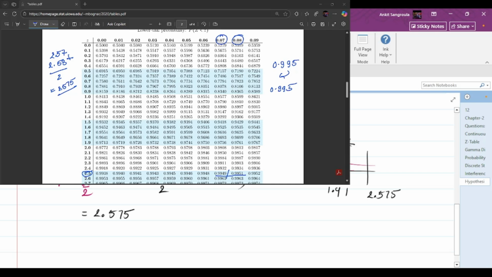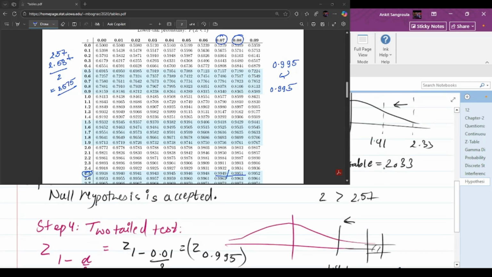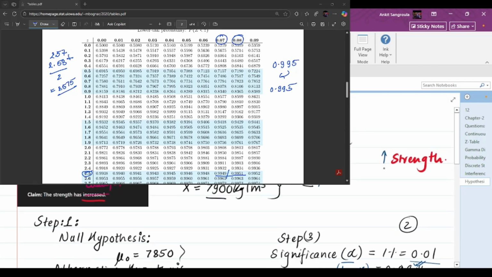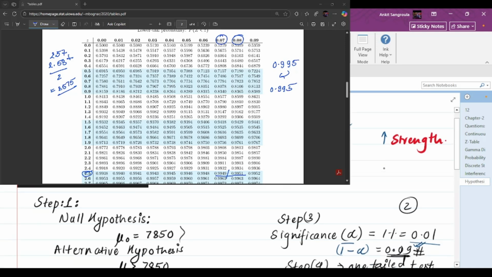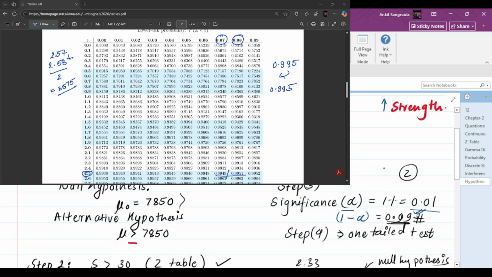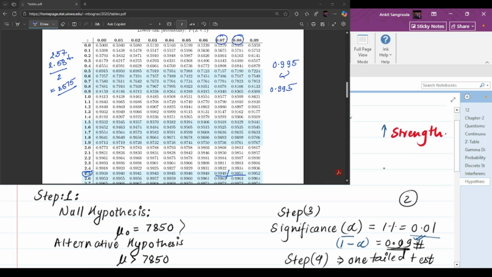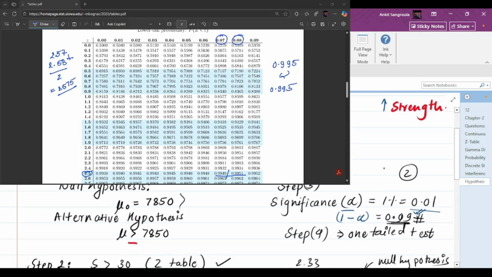Now let's say the value that you obtain for Z is greater than 2.575. If it was somewhere here, then you would say that the alternative hypothesis is accepted, and then we accept that there is a change in the strength of the steel. So this is how you do hypothesis testing using this particular data and this particular mean, right? I hope you understand completely what I was trying to convey, and hope to see you in the next video and practice more. Thank you very much.